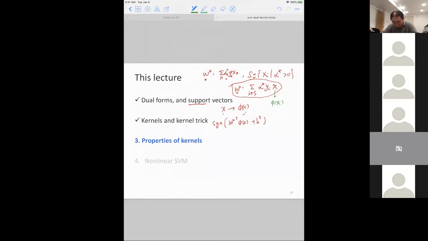So now if we apply this representation, we do not need to explicitly write down W star, right? If we apply this representation into the prediction rule, we get sign of a summation, right? Because W star is essentially a summation. We go through the support vectors, and you have alpha i star, you have yi, and you have phi xi, the transformed feature vector. It will do the inner product with the test input, after the feature mapping, and then plus the bias parameter and take the sign, right?